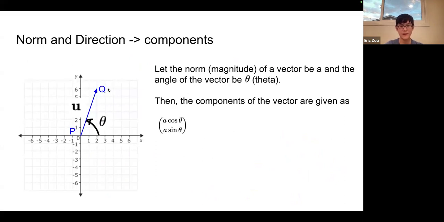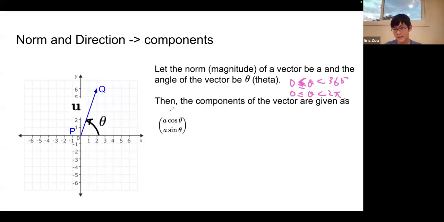Okay, so we have something very similar to your complex classes: the angle of a vector. We have a vector and we rotate it counterclockwise by some angle, and that angle will be called the angle of the vector. It's probably conventional to say that theta is between 0 and 360 degrees, or in radians, 2 pi.